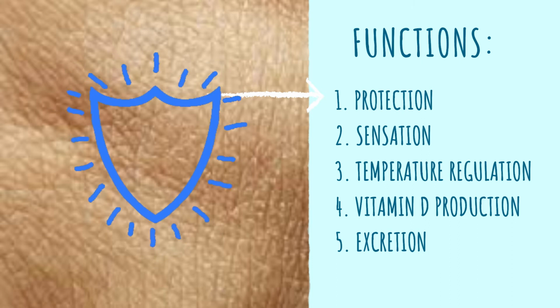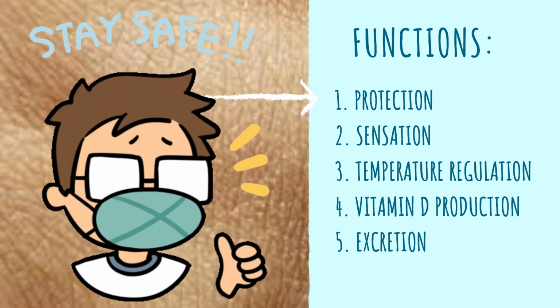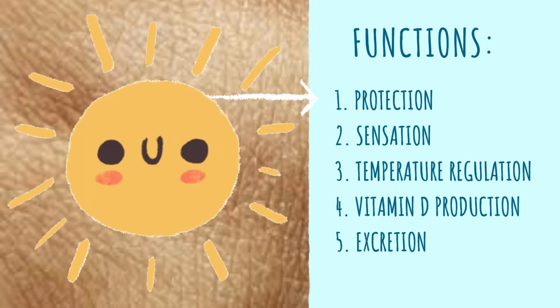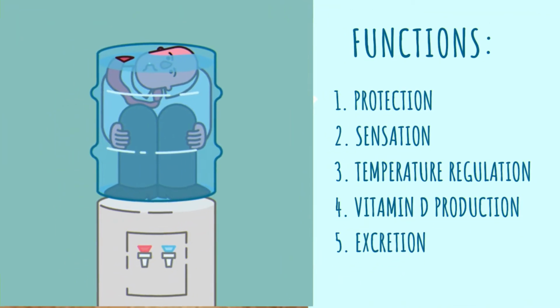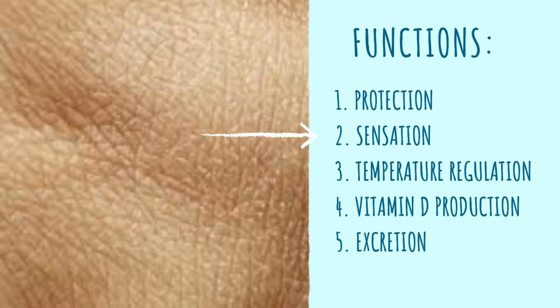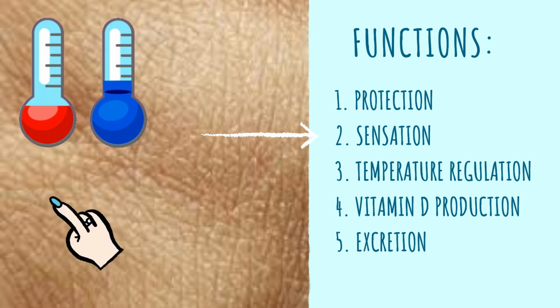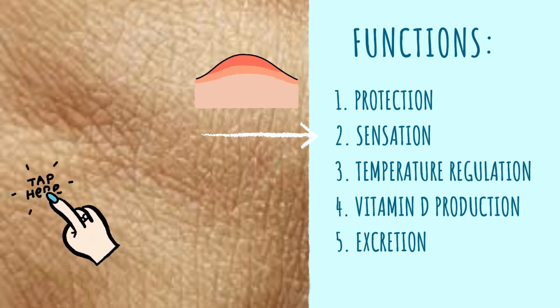First, we have protection. The skin protects us from injury, and it also protects us from any infection. It also protects us from harmful ultraviolet rays, and it regulates water loss, which prevents dehydration. Second, it has sensory receptors that can detect heat, cold, touch, pressure, and pain.